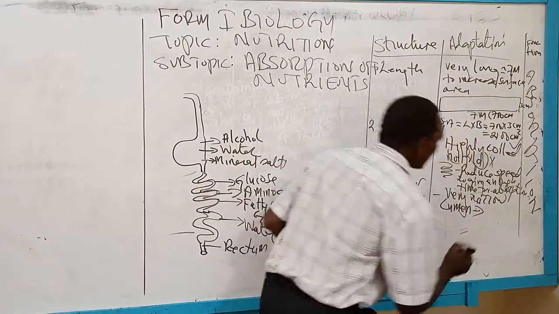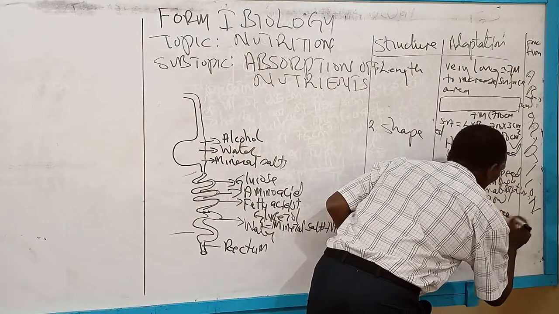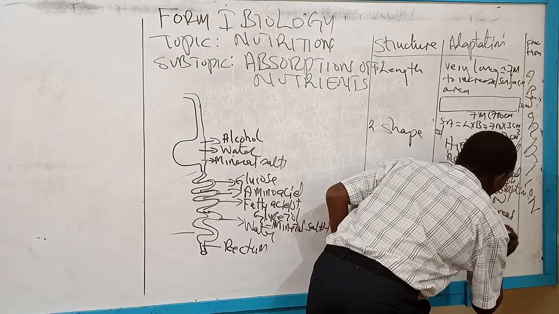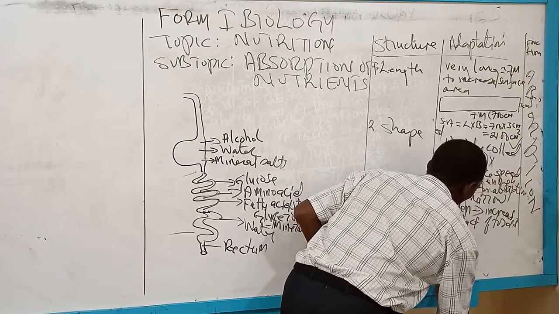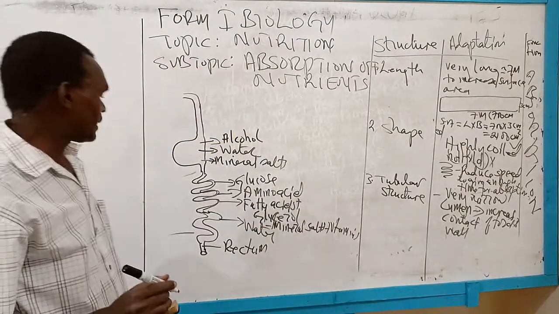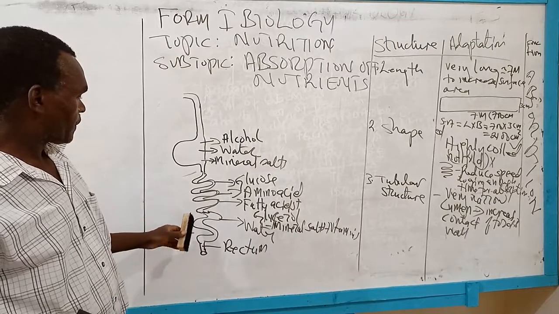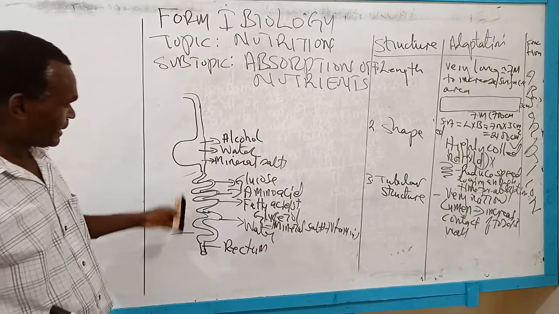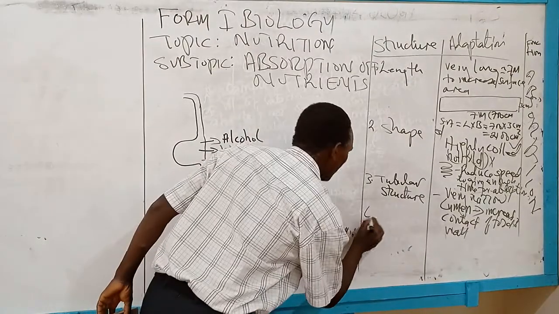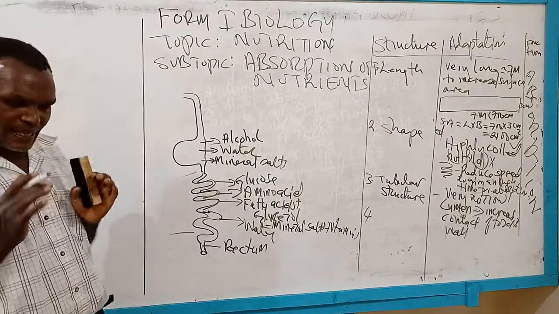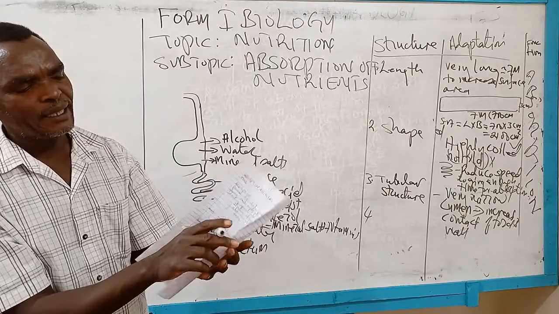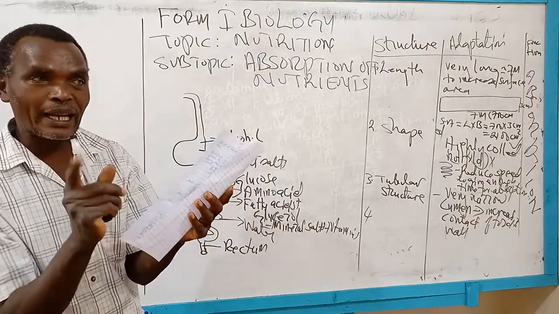The reason for this is to increase contact of food and the wall. So that is another very, very important adaptation. Then still, as we look at this, we may not see it from here. But number 4, we have the inner lining. If I take this to be the inner lining, inside it has structures that look like fingers.